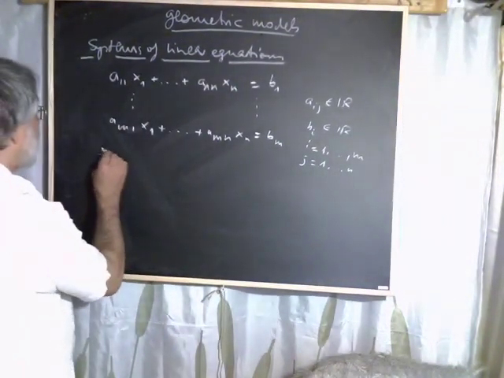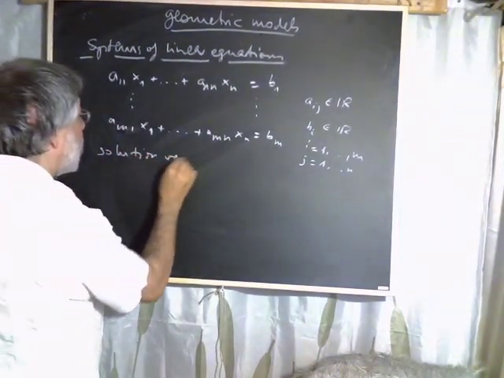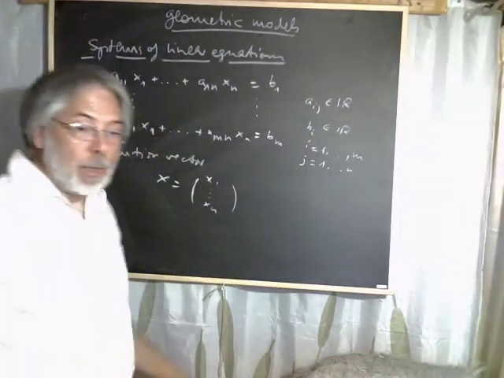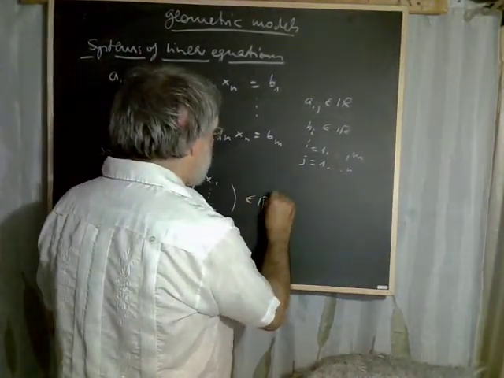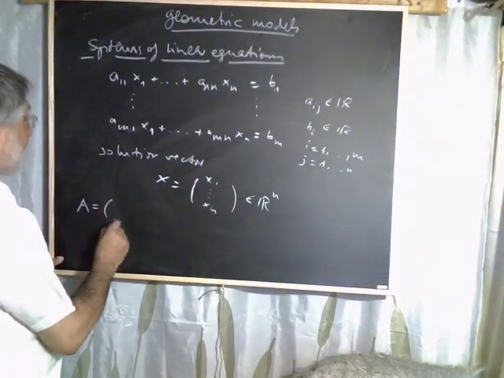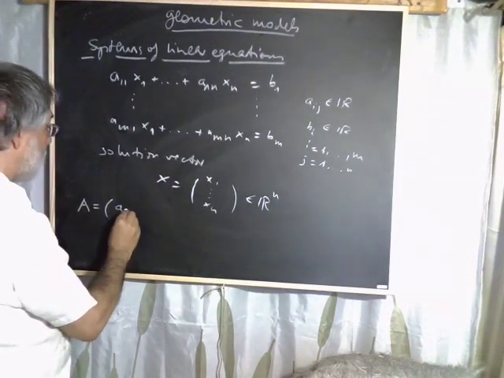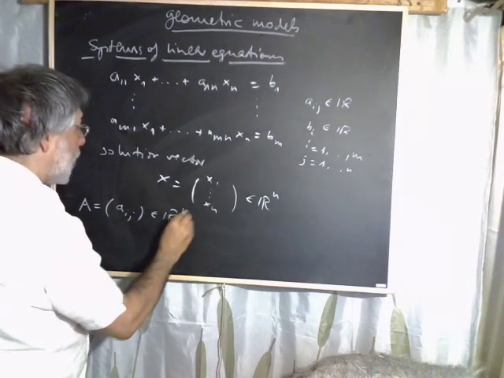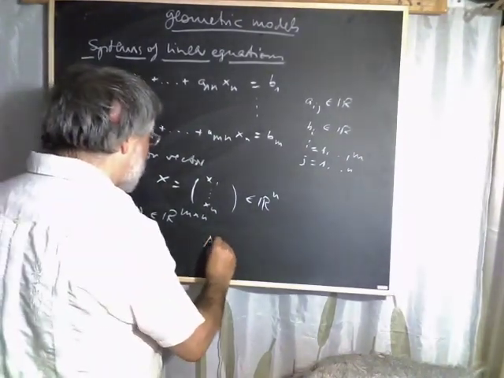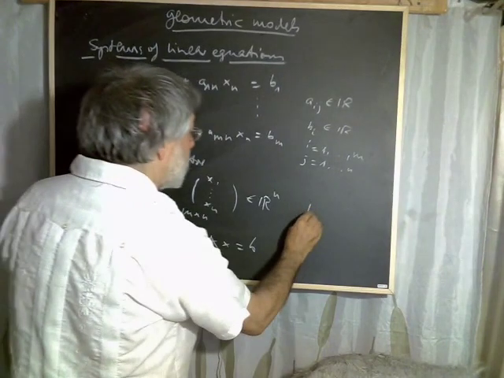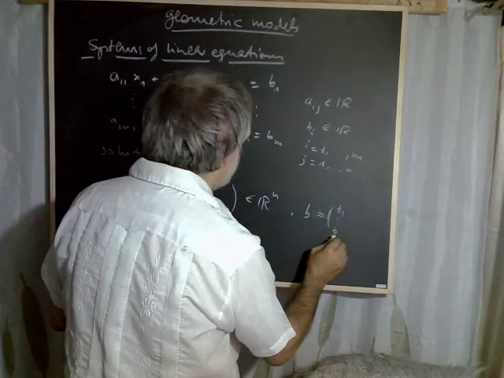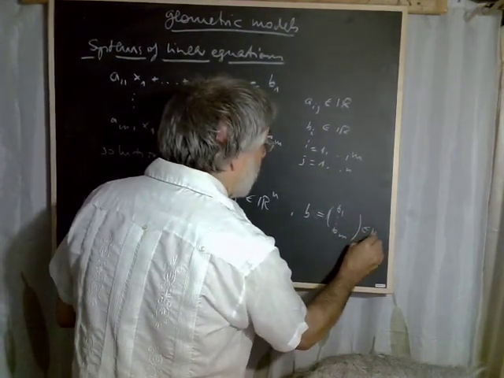So the solution vector that we want to have is x, x1 to xn, inside the Euclidean space R to the n, and we can write the coefficients of these equations all into one matrix Aij in R to the m times n. We have m rows and n columns, and then the equation is just Ax equals b, where b, the right hand side, is of the form b1 to bm in R to the m.